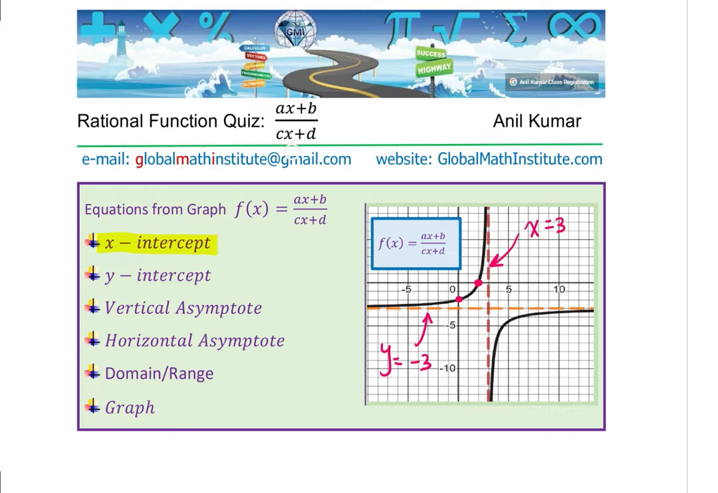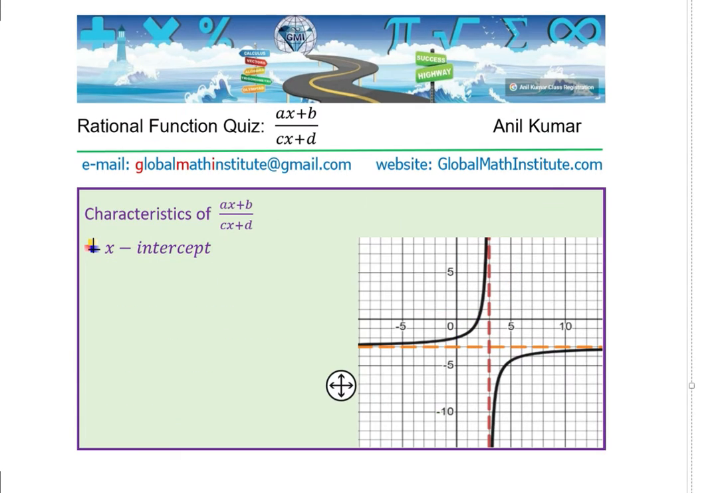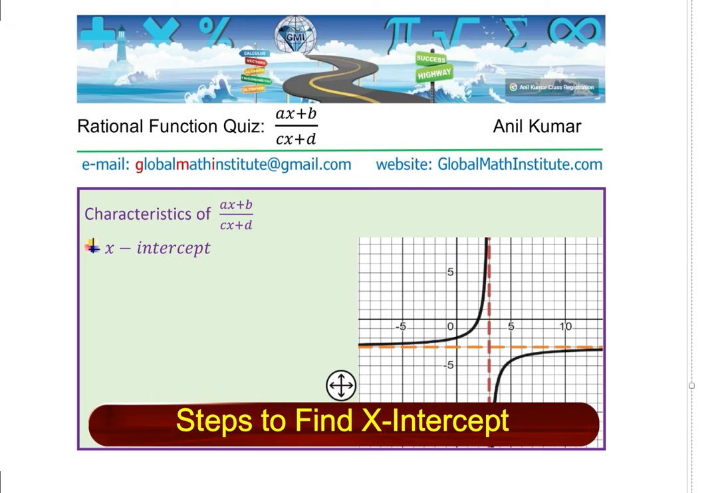Domain and range. Rational functions of this form will always have restrictions, and in this particular graph, we can easily see that the domain does not include 3 and the range does not include minus 3, but otherwise all other real numbers are in their domain and range. So I think we have analyzed the graph clearly, but let us see from the general equation how we calculate these parameters. Let's begin with the x-intercept.